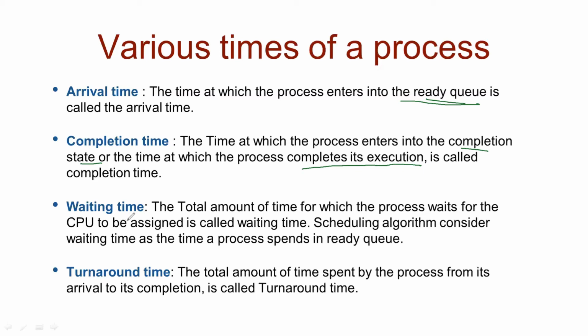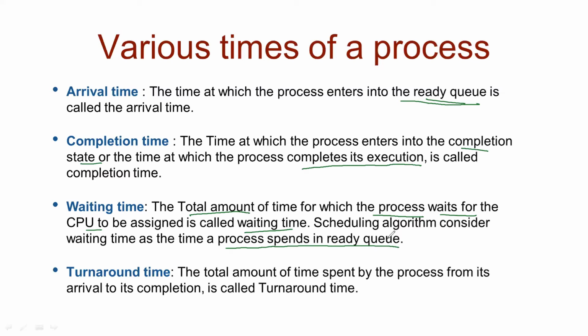Next is the waiting time. The total amount of time for which the process waits for the CPU to be assigned is known as waiting time. Scheduling algorithms consider waiting time as the time a process spends in the ready queue. Sometimes a process may spend time waiting for some input output device, but such times are considered negligible in scheduling algorithms. So waiting time is the time spent by a process in the ready queue only.